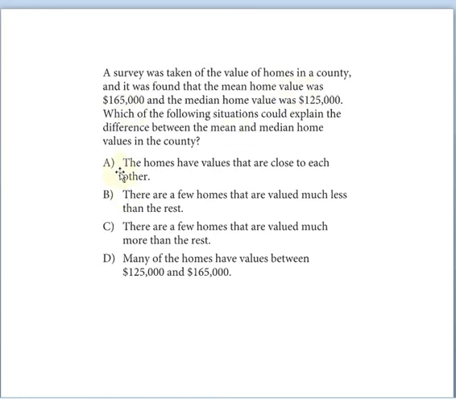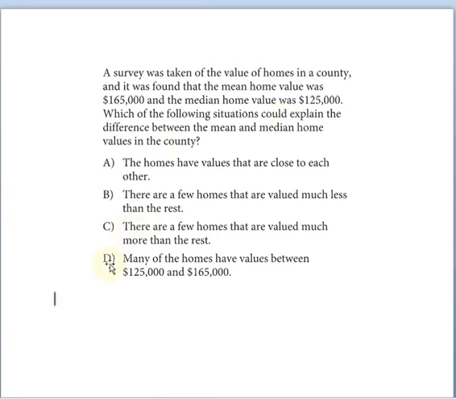So answer choice A doesn't work. Answer choice B, as you know, is the other way around. There are a few homes that are valued much less than the rest. This would mean that the mean would be below the median, right? And the largest portion of the area of the graph would be on the right side, and it would thin out to the left if it were choice B. So it doesn't work. So choice C, as we noted earlier, works logically based on what we're given.